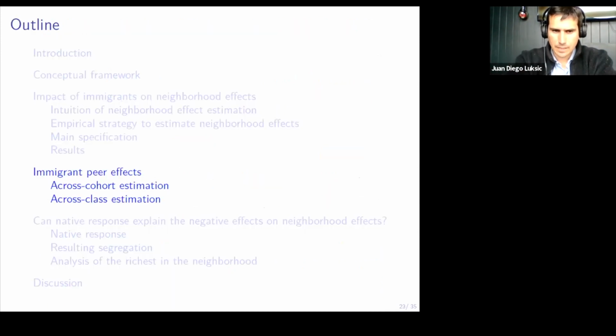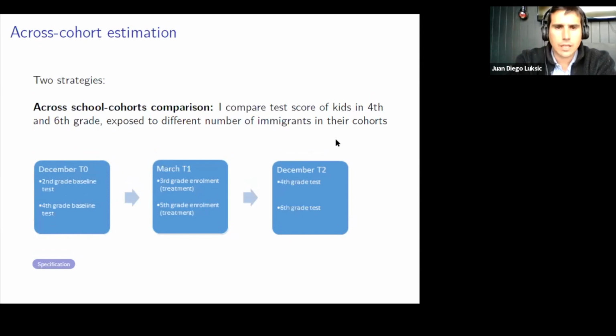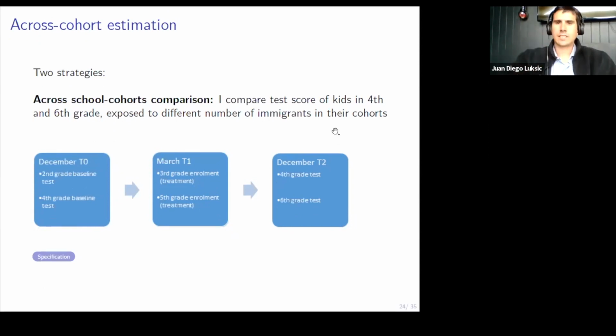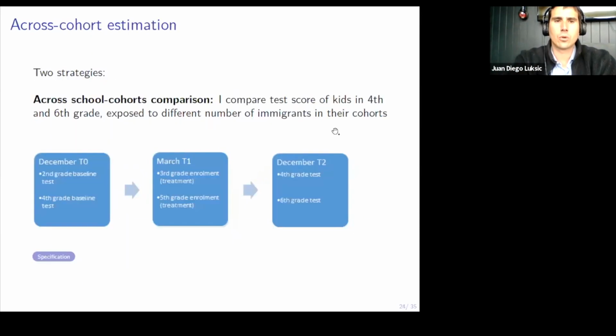So let me now talk, in the time that I have left, about the peer effect. I have 8 minutes left, so I would like to give you the idea of what I do and show you the results. What you can do, at least what I have seen in the literature, is two different methods. The first one is to compare classes in the same grade or school cohort, or compare school cohorts in the same school.